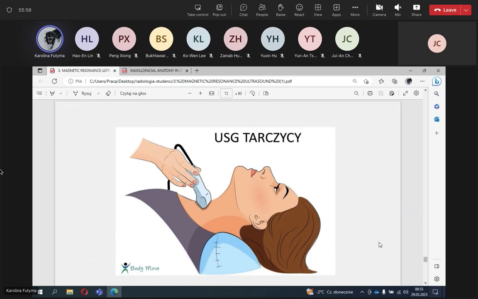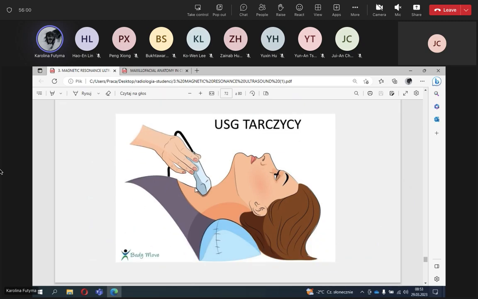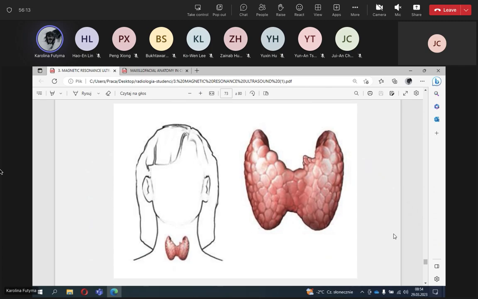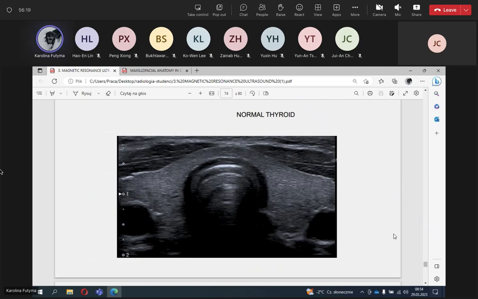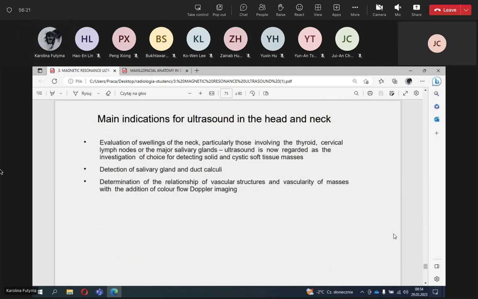This is the ultrasound of the thyroid, so you can see that the position of the patient is really specific. And of course, the head has to be moved backward. This is our thyroid gland. This is a normal thyroid image.